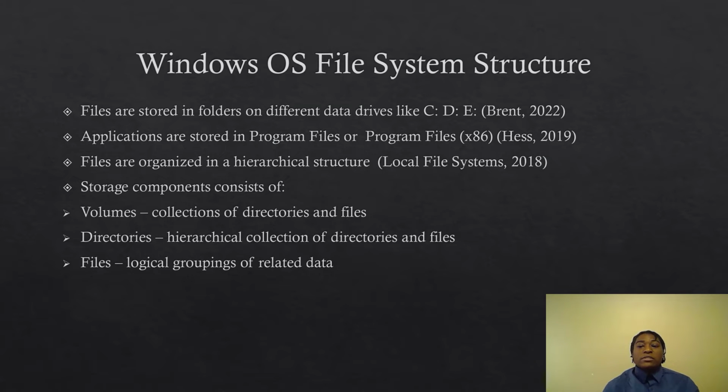The file system structure of a Windows and Linux operating system, the differences between the two, and a comparison of two storage solutions in an enterprise network. The Windows file system structure is arranged in a hierarchical structure. Data drives such as C, D, and E are stored in different data drives. Applications are the opposite and stored in folders just for programs, such as Program Files and Program Files for 32-bit applications. The storage components in a Windows operating system consist of volumes, directories, and files.